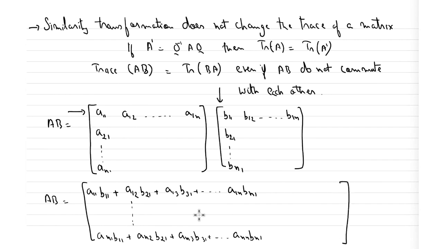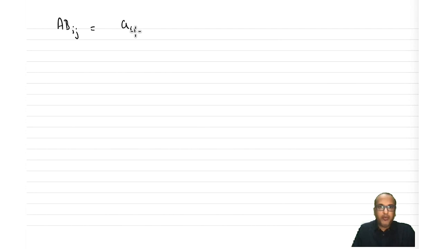So this will be the general product. So let's say if I want to write this product in short notation, I can write it as IJ, and I can say that any element of this product matrix can be written as AI1 B1J plus AI2 B2J plus AIN BNJ, right? This is easy to see.